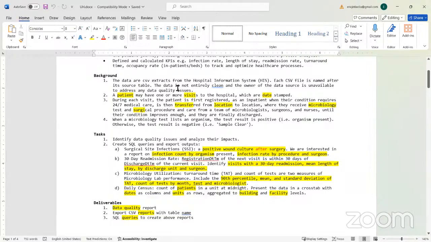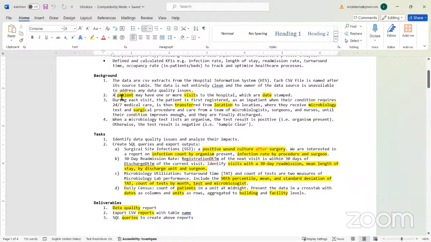The data are CSV extracts from the hospital information system, HIS in short. Each CSV file is named after its source table. The data is not entirely clean, and they did this on purpose. And the owner of the data source is unavailable to address any data quality issue. I think if I explain 2, 3, and 4, almost all of you will understand what this use case is about, right?